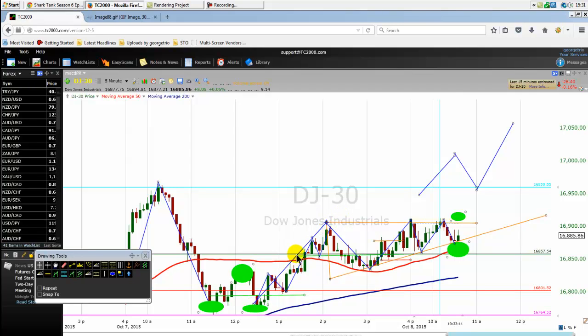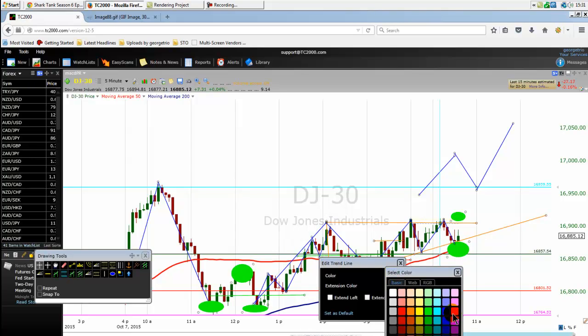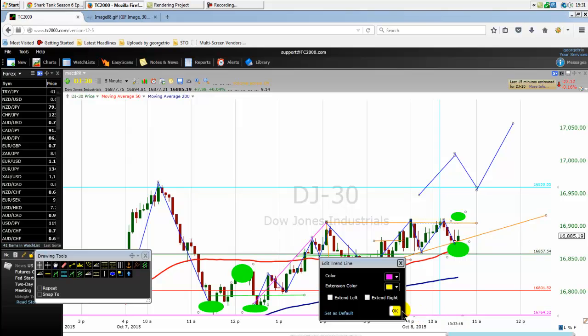Okay, let's color it now into pink to please the ladies, because ladies can trade better than men. All right. Okay. All right.